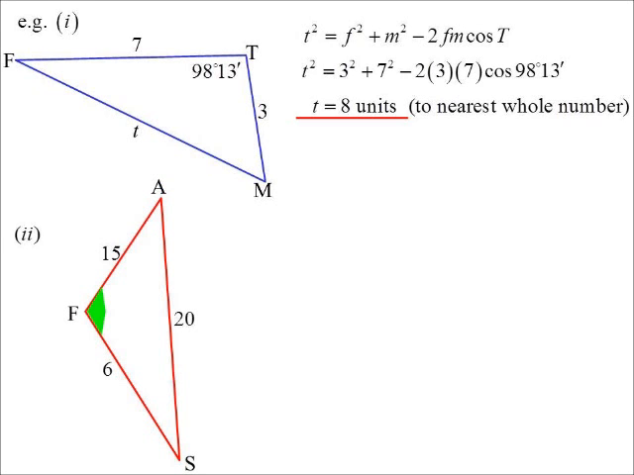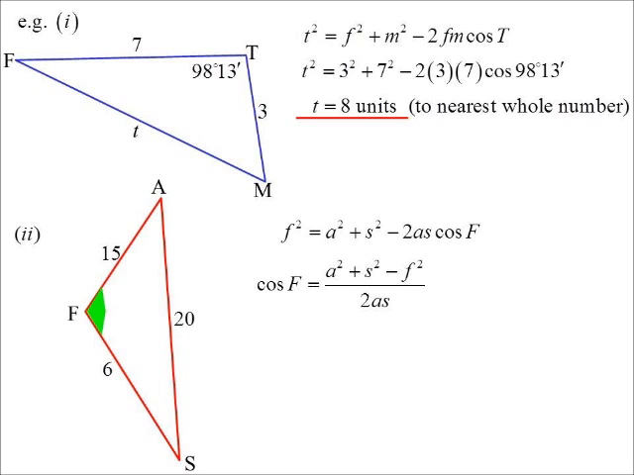Well, what about if we want to find an angle? The angle is F, so I'll start with F. F squared equals a squared plus s squared minus 2as cos F. I need to rearrange it to make cos F the subject. Now, some people like to memorize that formula by itself, and they know, if I'm going to find an angle, then it'll be the cosine of the angle.